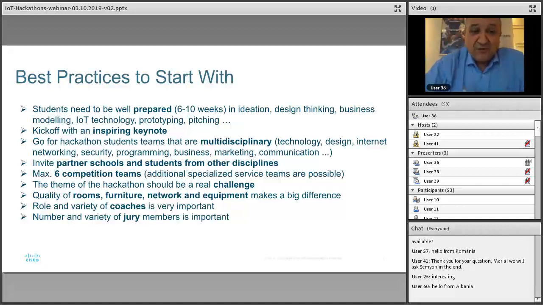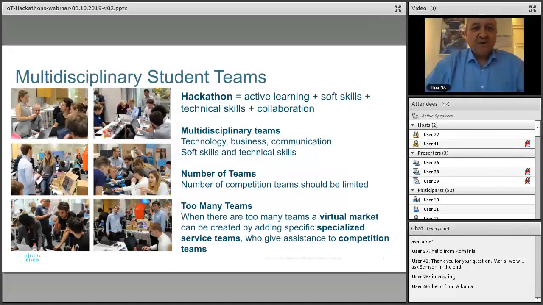The quality of the rooms and furniture are also very important. Also the network, because we need a Wi-Fi wireless network all the time during the hackathon. Also, we need a lot of different coaches just to be around and motivate and coach students to find good solutions. So here, just as a short note about multidisciplinary teams, which is the most important thing according to us.